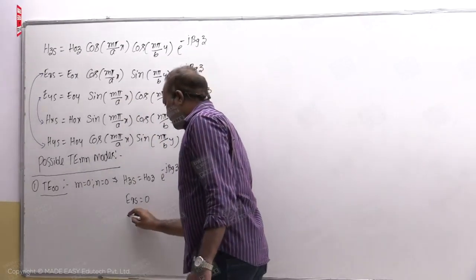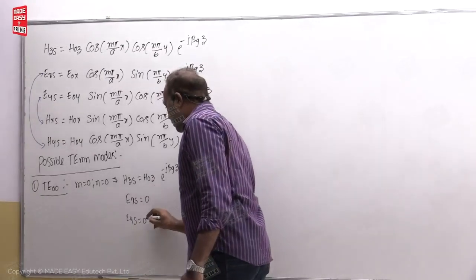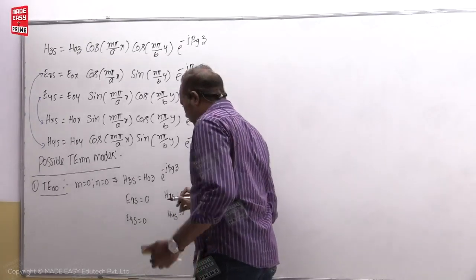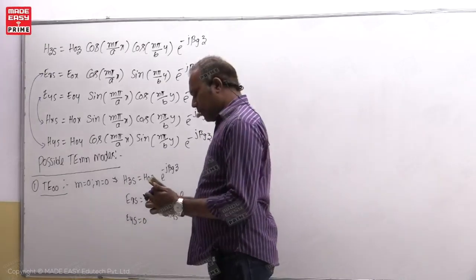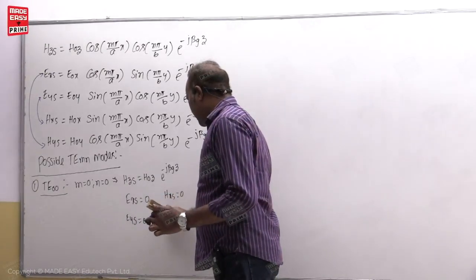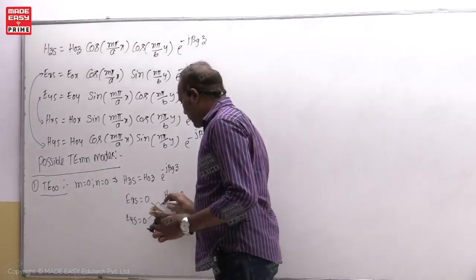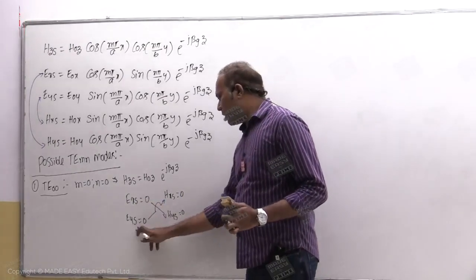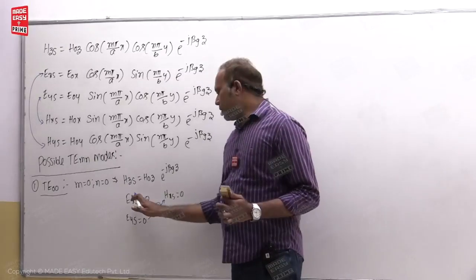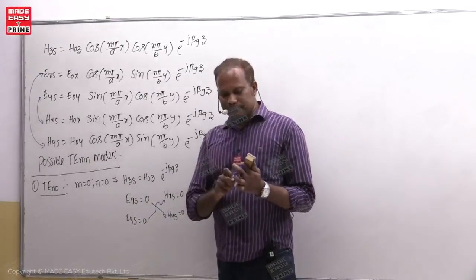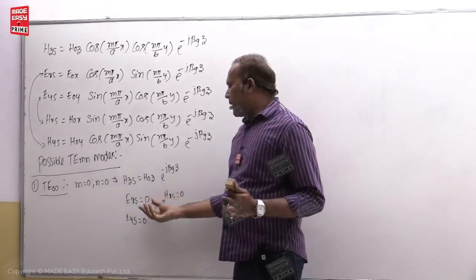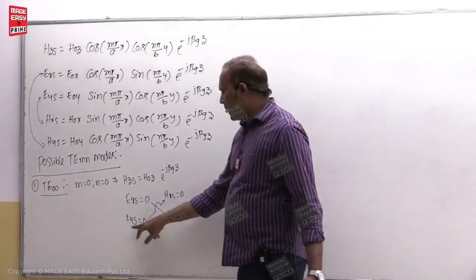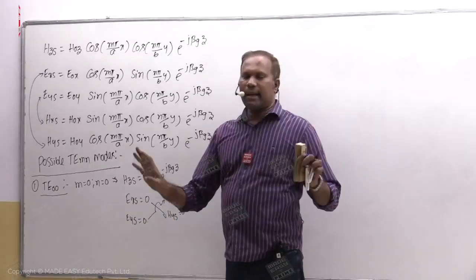EXS 0, EYS 0, then HXS also 0, HYS 0. If this component is 0, then this one is 0. If this component is 0, then this one is also 0. The meaning of this arrow mark is this generates this one, this generates this one. This is 0, this is 0, this is 0, this is 0. There are no electric field components which carry the power in z direction. Only this pair can carry power in z direction, this pair can carry power in z direction. Both pairs are not there now.